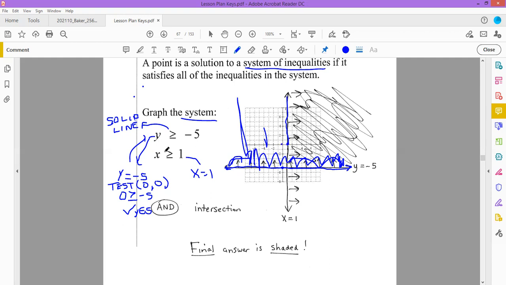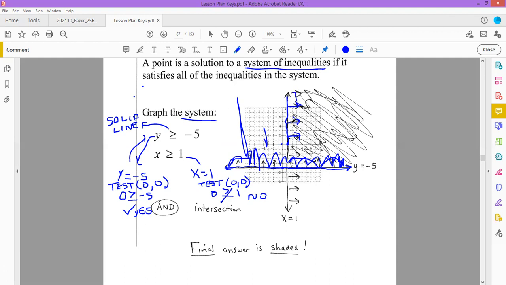After you get your solid line, we're going to test that point 0, 0 again to see how we shade. Are we going to shade to the left of that line or the right of that line? So when we test 0, 0, we put 0 here for x, and we want to know if 0 is greater than or equal to 1. Is this a true statement? Is 0 greater than or equal to 1? No, that's not true. So you see that this section on the left side of the line where 0, 0 is, 0, 0 was not a solution, so we're going to shade on the opposite side. That's to the right of the line.